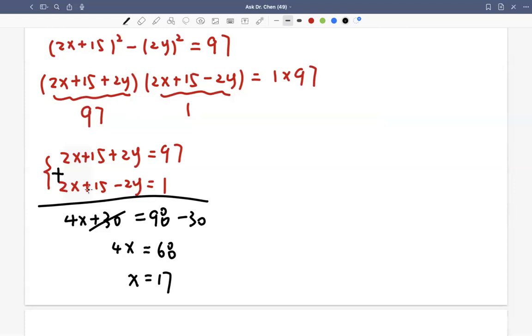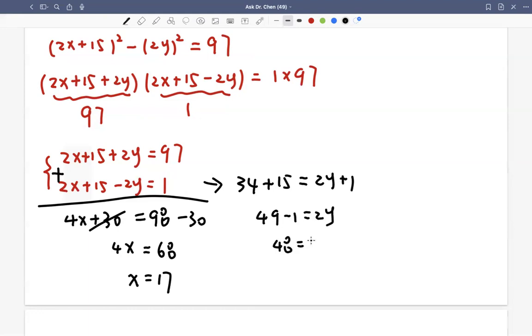Then it's easy to substitute into one of the equations. X is 17, let's use this equation. 2 times 17, 34. 34 plus 15 equals 2y plus 1. 34 plus 15 is 49. 49 minus 1 equals 2y. So 48 equals 2y, so y equals 24. That's it. The solution for this one is x equals 17, y equals 24.